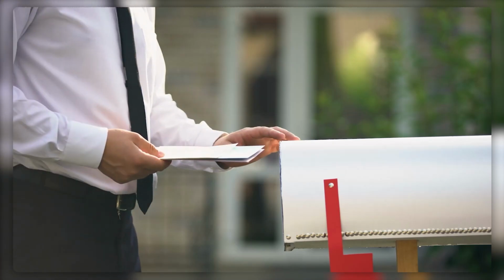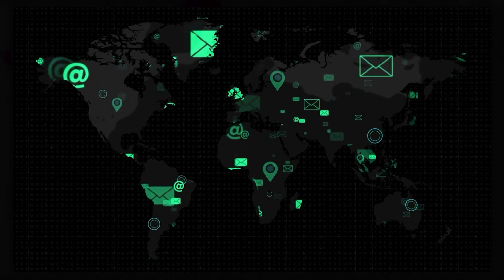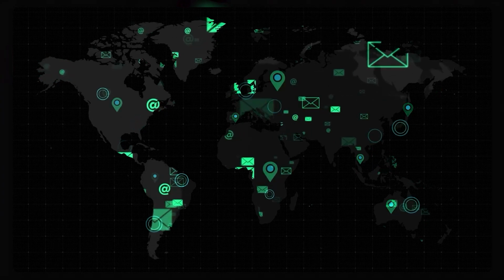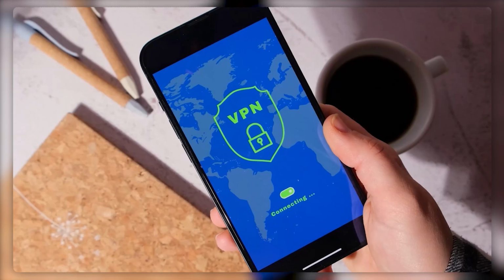Imagine you're sending a postcard through the mail, and anyone who handles that postcard can see what's written on it. But if you put that postcard in a locked box, only you and the person with the key can see the message. And that is what a VPN does for your internet data.